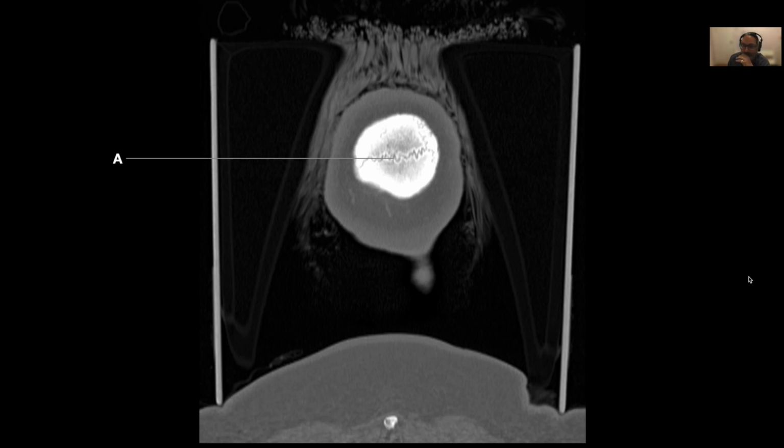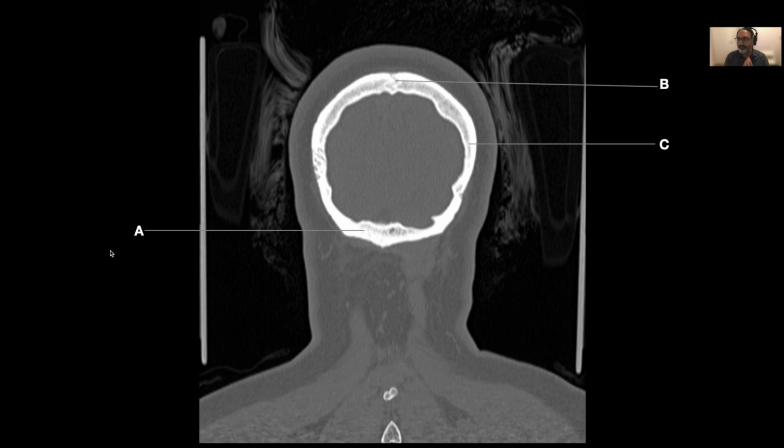So we're coming from the back. And so this is the real posterior view. So what is this? It's a suture. That is the lambdoid suture, correct. I got that wrong, bro. All right, next one.